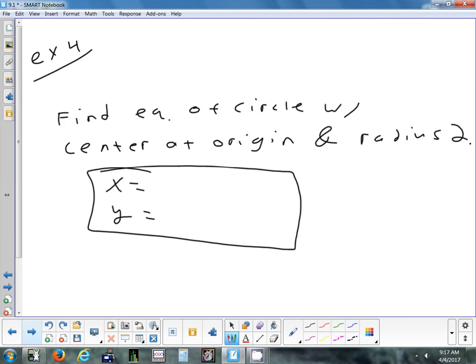Oh, Fred, what would be the x equation? X would be 2 cosine t. And how about the y equation? 2 sine t.